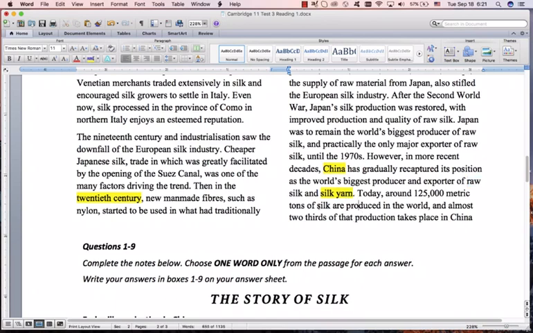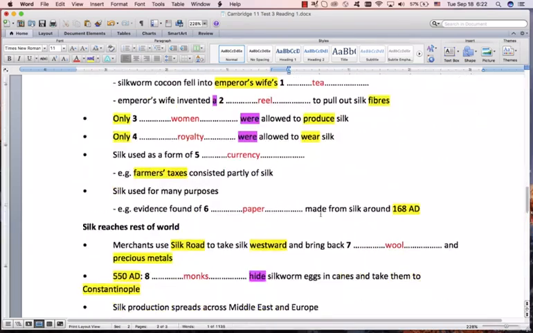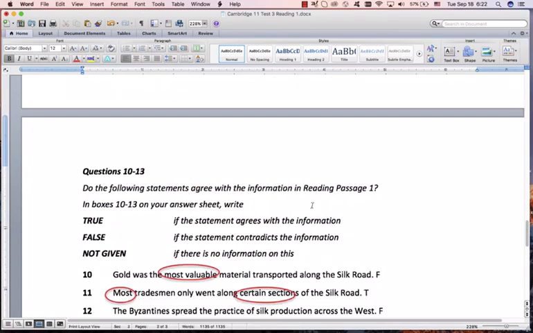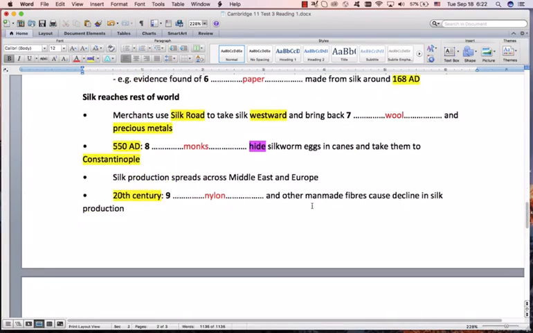We don't know. Just to repeat, they're talking about general silk there, and general silk can be raw silk and silk yarn. And the question is saying that of the general silk, more than 50% is silk yarn. But we don't know that. We don't know what percentage silk yarn, what percentage raw silk. So, not given. Okay, not a bad reading at all. I think you could have done pretty well on that one.